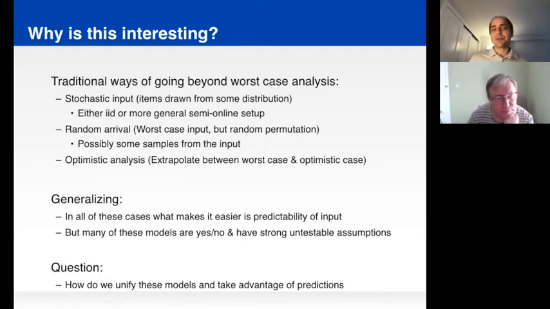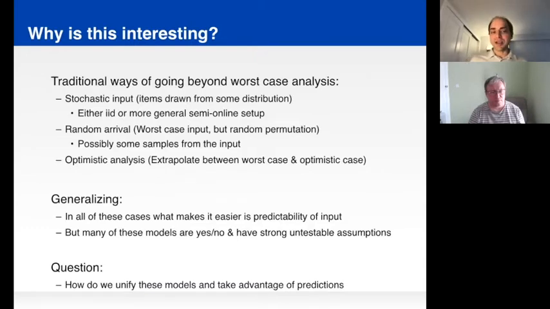Instead of random arrival, maybe you see some random samples from the input before, and then the rest of the distribution is worst case. And there's also been a line of work on what I call optimistic analysis, where you say, I think this is the distribution, or this is the family of examples that I'm going to see, and I'm going to be optimistic and react as if the items are coming from this family. But I'm going to trust and verify. And if it's not, I'm going to fall back to the worst case option. So if I'm correct about my guess about the family of instances, then I do as well as I can on the family. And if I'm not, I'm still in the worst case setting.